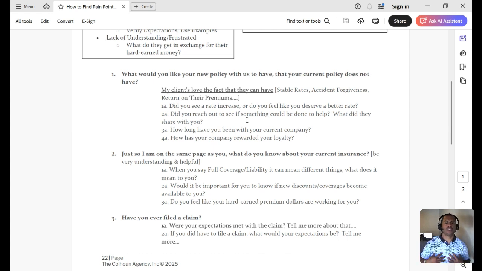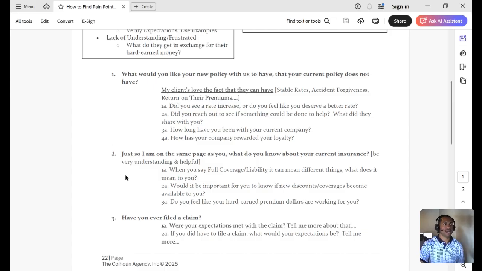Hey, my clients love the fact that they can have stable rates. Is that important for you? My clients love the fact that they can have accident forgiveness. If they do have a whoopsie, you don't have to worry about the surcharge on their rate going up. And then lastly, a return on their premiums just for driving safely. We will role play through these questions so that you have a better understanding. I just want to touch on some of the top level things as it relates to helping them find or identify their own pain points of what you're going to help them with.